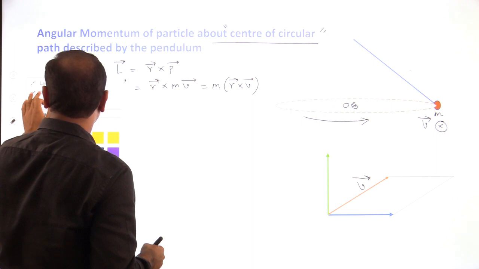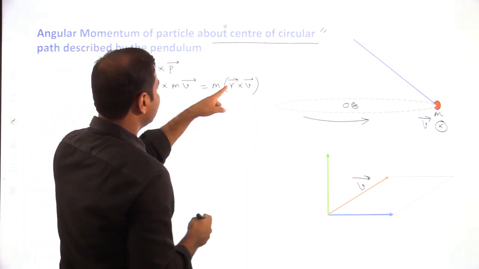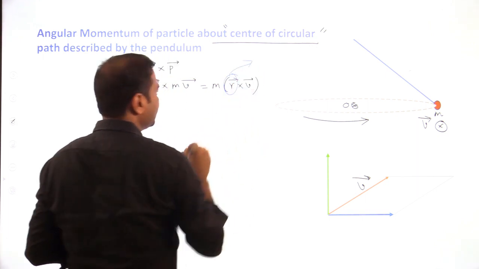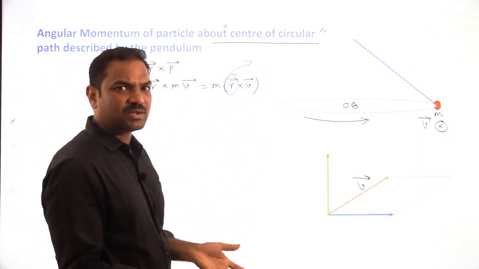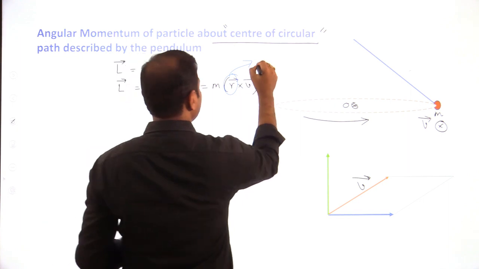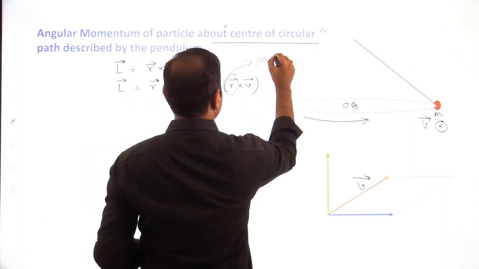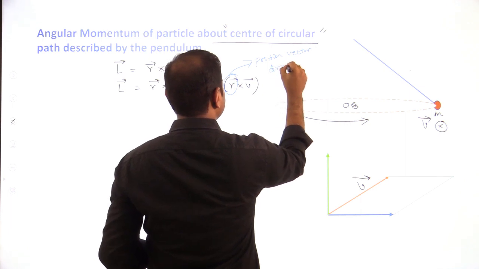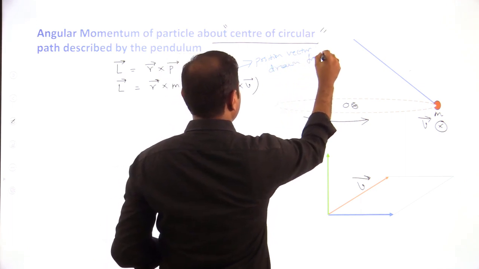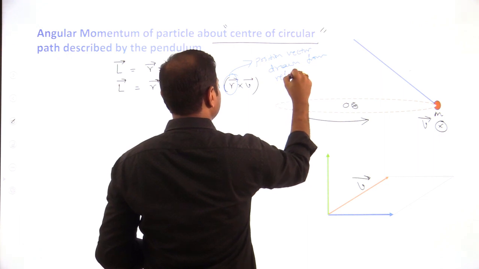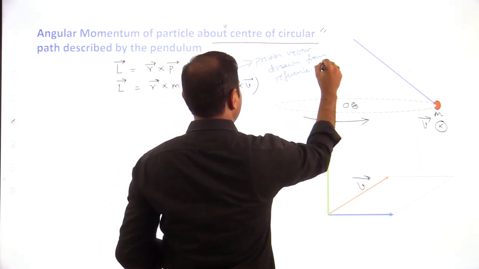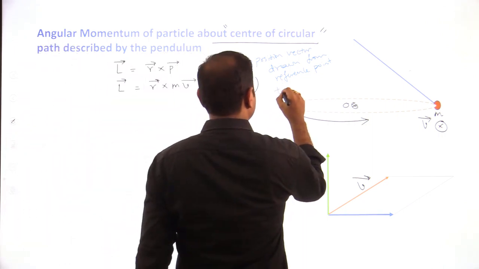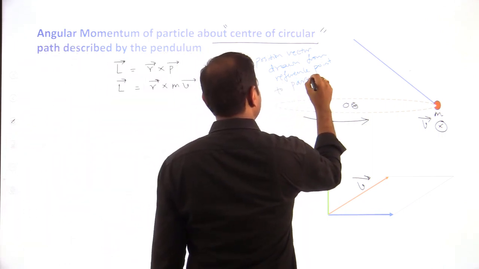Now I can go for the r bar vector. What is r bar? This is an important vector to know in angular momentum. People know r bar cross v bar, but what is r bar? r bar is the position vector drawn from the reference point to the particle. Remember this part, it is very important.